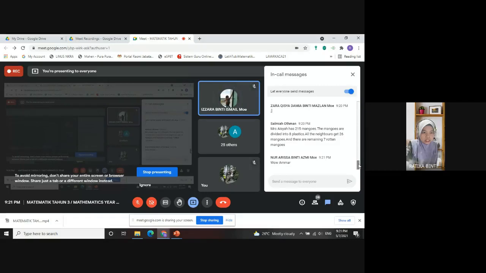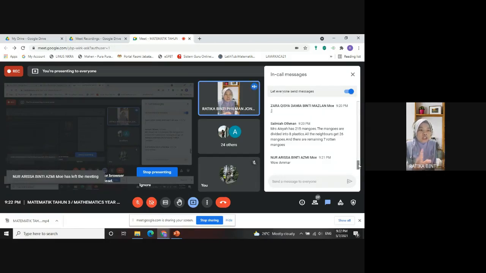Mrs. Aisha has 215 mangoes. The mangoes are divided into 8 plastics. All the neighbors get 26. Okay, I copy this one.